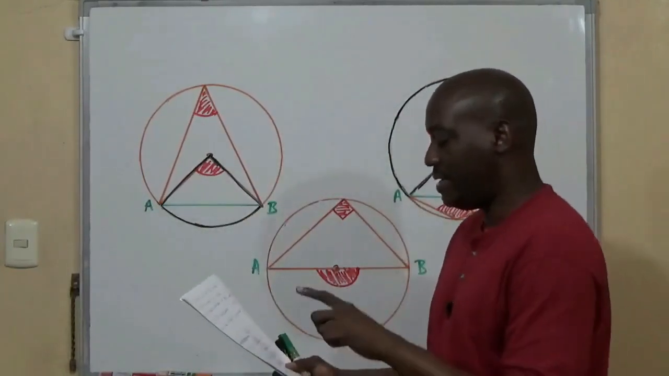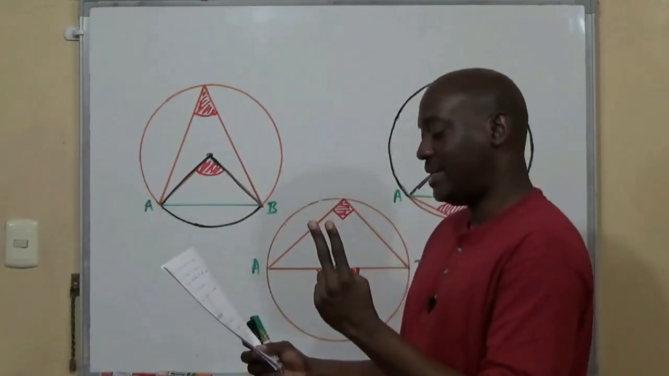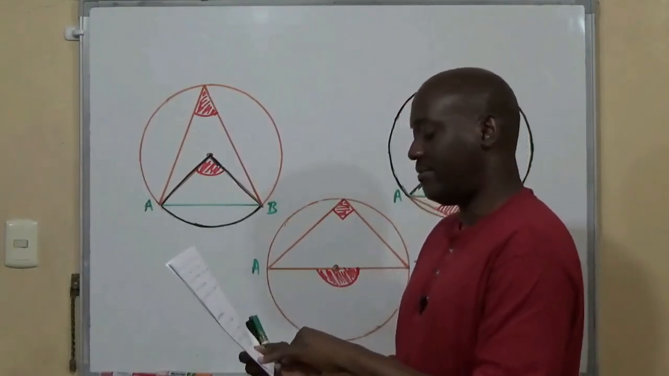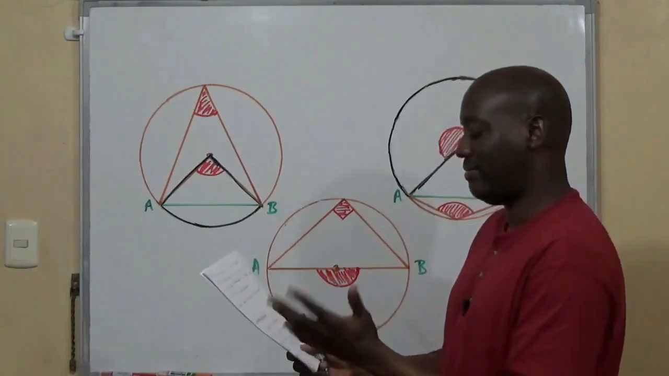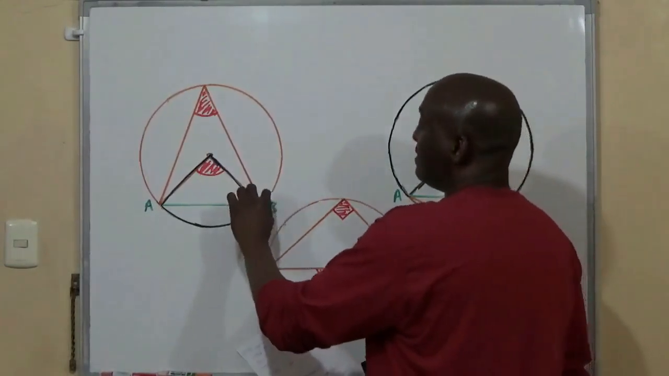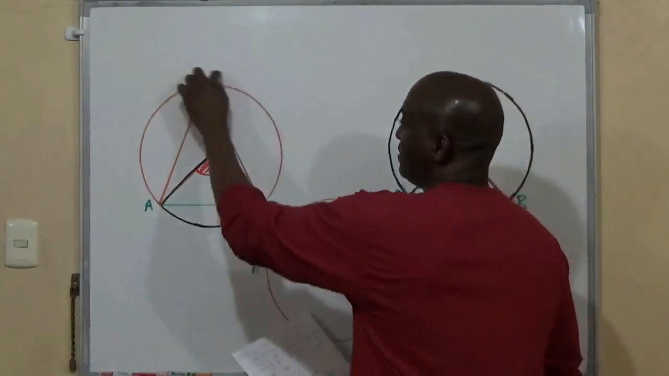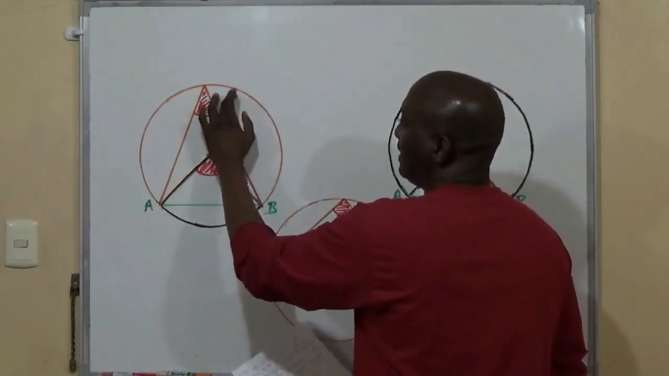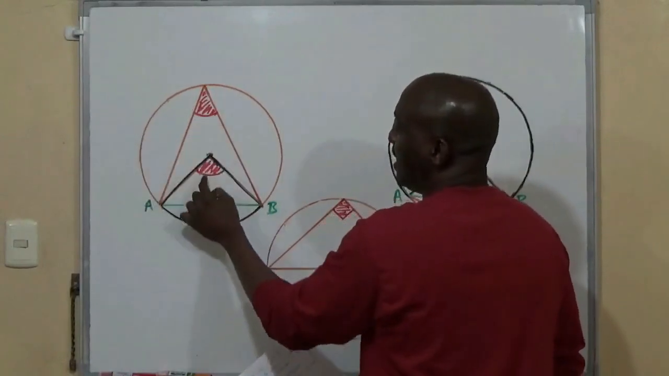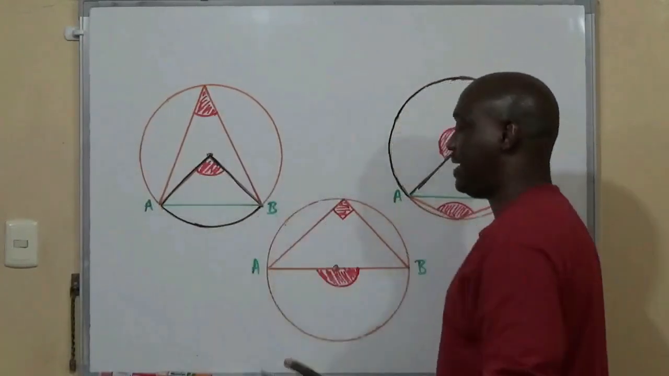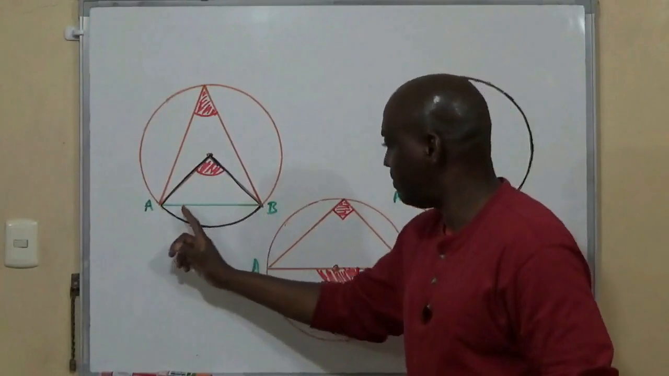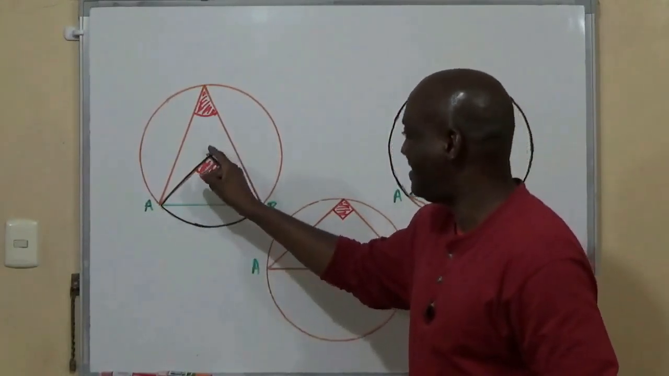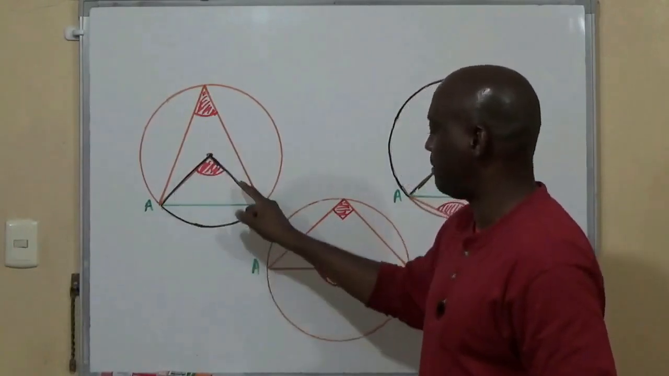It means, therefore, that it will be twice the angle subtended by the same chord at any point on the circumference in the alternate segment. The alternate segment, of course, will be this section here. So any angle subtended at any point here will be half of this angle here. So in this case, the chord subtends a particular angle at the center in the minor segment.